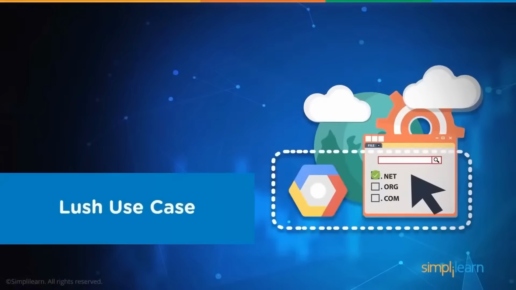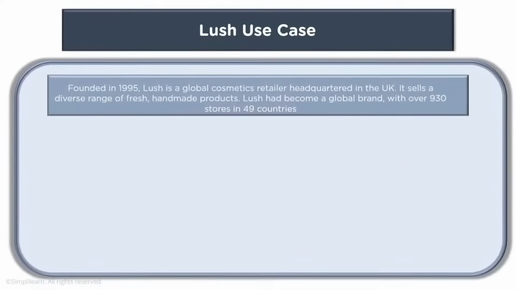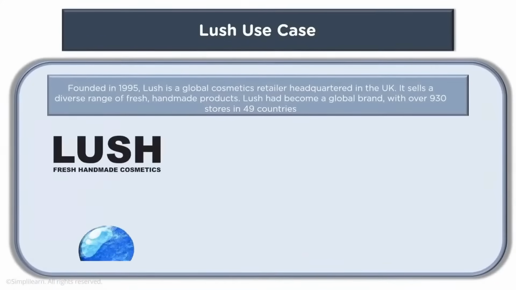Now, let's look at a use case and understand what happened with Lush. Lush was founded in 1995. You might have seen this brand somewhere in the streets. It is a global cosmetics retailer headquartered in the UK. It sells a diverse range of fresh, handmade products. Lush had become a global brand with over 930 stores in 49 countries.